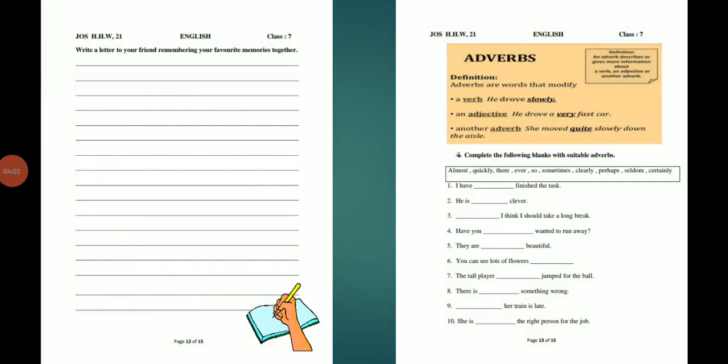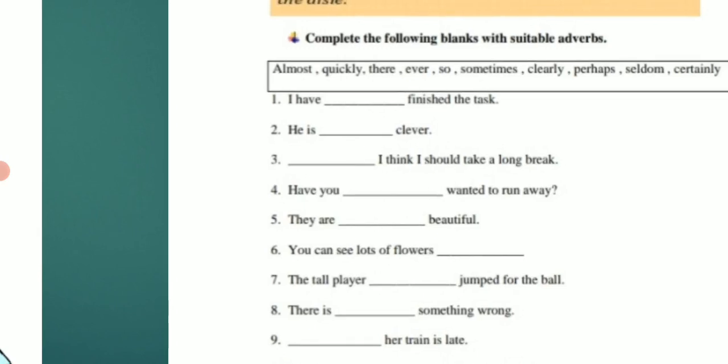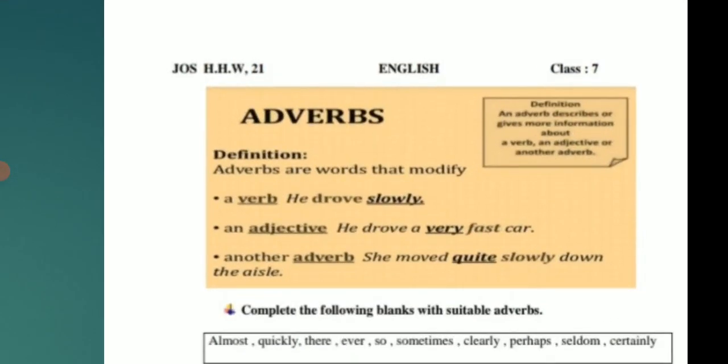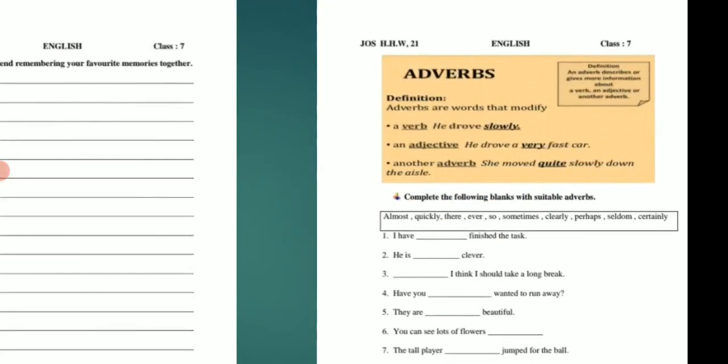Now here is the exercise of adverbs, and here is a short definition of adverb. An adverb describes or gives more information about a verb, adjective or another adverb. And here are some examples also. A verb: he drove slowly. Slowly is an adverb and it describes the verb. Then, he drove a very fast car. Very is an adverb and it is describing the adjective fast. Another example: she moved quite slowly down the aisle.